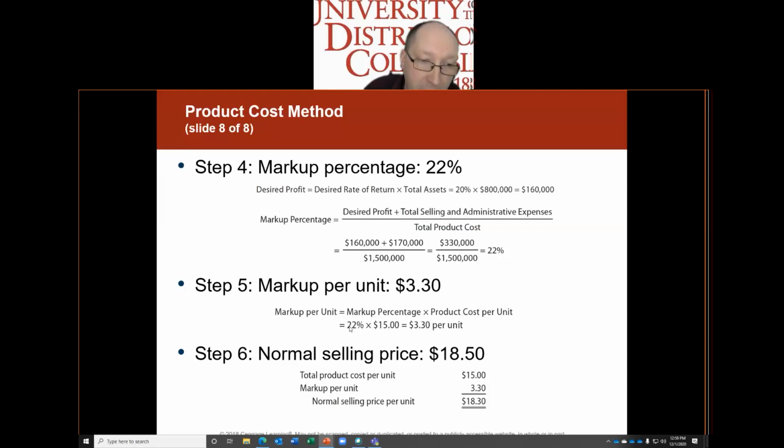Then we figure out what is our markup per unit. Markup percentage, 22%, times cost per unit, $15, equals $3.30 per unit markup, which tells us what our normal selling price should be per calculator. How we got there: total cost per unit, $15, plus markup per unit, $3.30. Those two added together is $18.30 per calculator.